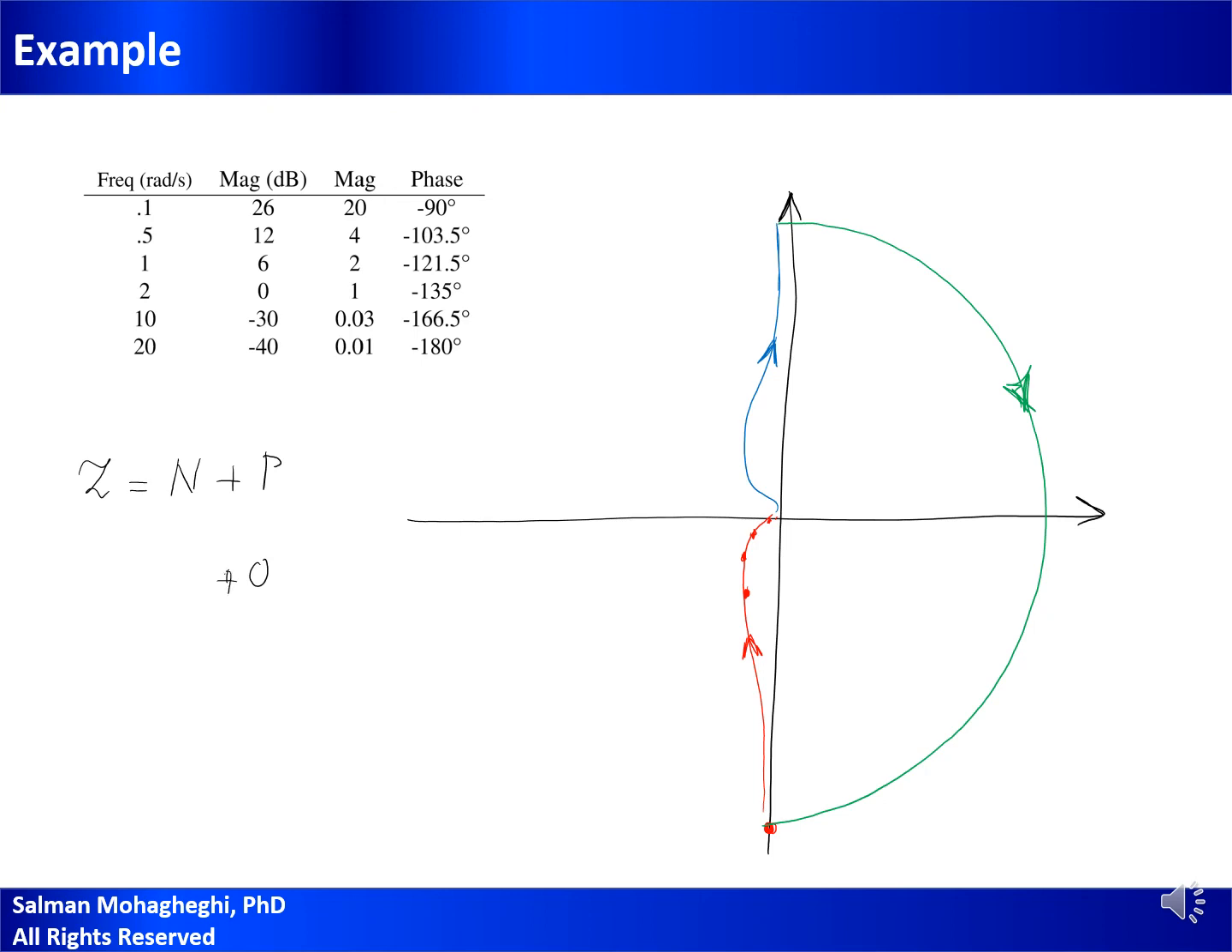So I have 0 here, and then minus 1 is most likely somewhere here, so I'm not encircling minus 1, meaning that my closed loop system is going to be stable.